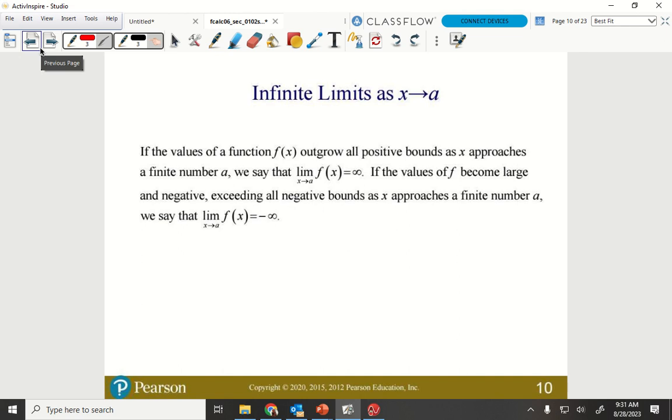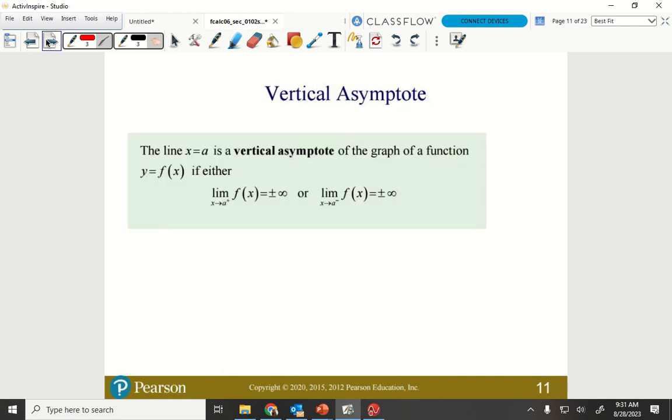Okay, infinite limits as x approaches a. If the values of a function f of x outgrow all positive bounds as x approaches a finite number a, we say that the limit of f of x as x approaches a is equal to infinity. If the values of f become large and negative, exceeding all negative bounds, as x approaches a finite number a, we state that the limit as x approaches a of f of x is equal to negative infinity. Does that make sense? No, it doesn't, right? Let's try this.